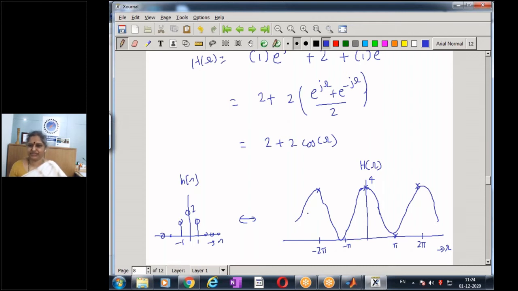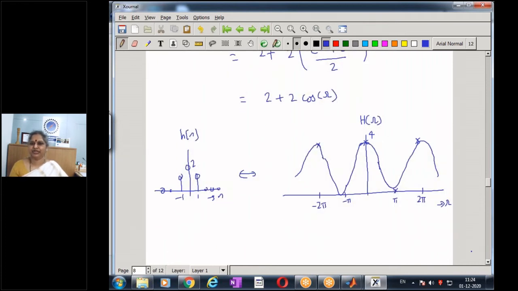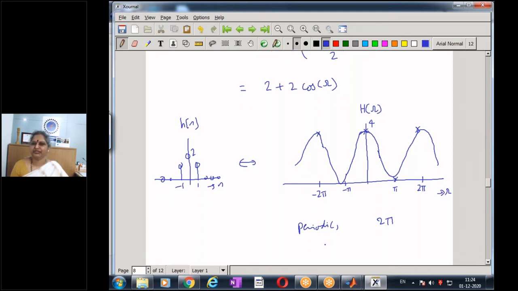Not so good at drawing the cosine function, but that's okay. So we know how a cos function looks like, and this is what I get. And how is it? It is periodic, and the period is 2 pi. And in this particular example, we got it as a real function. We got H of omega as real, and we're not having any complex terms, and hence I'm able to represent it by a single plot.